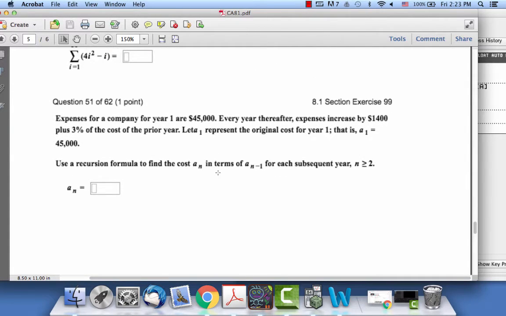All right, expenses for a company for 1 year are $45,000. Every year after that, they increase their expenses by $1,400 plus 3% of the cost of the prior year. A sub 1 is therefore 45,000, and we want to know a recursive formula that gets the rest of the terms.